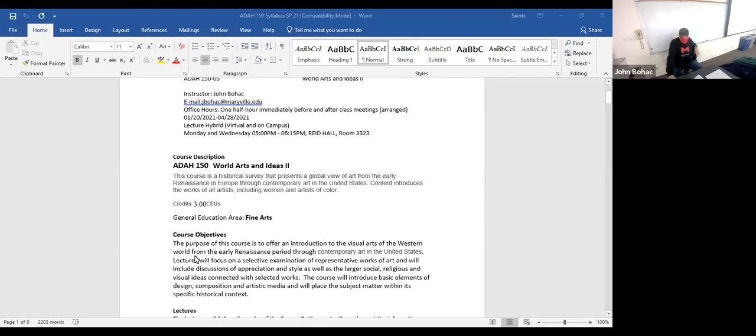Course objectives. The purpose of this course is to offer an introduction to the visual arts of the Western world from the early Renaissance period through contemporary art in the United States. Lectures will focus on a selective re-examination of representative works of art and will include discussions of appreciation and style, as well as larger social, religious, and visual ideas connected with the selected works. This course will introduce basic elements of design, composition, artistic media, and will place subject matter within its historical context. And so that's pretty much it.